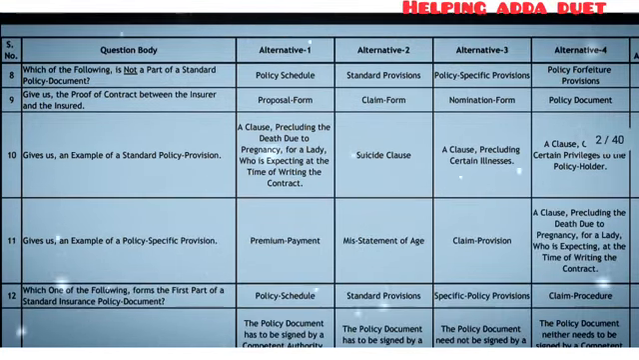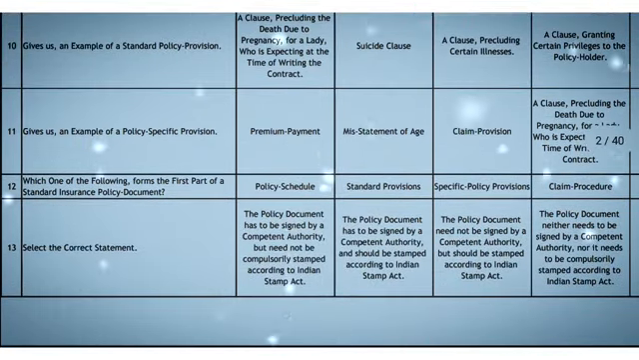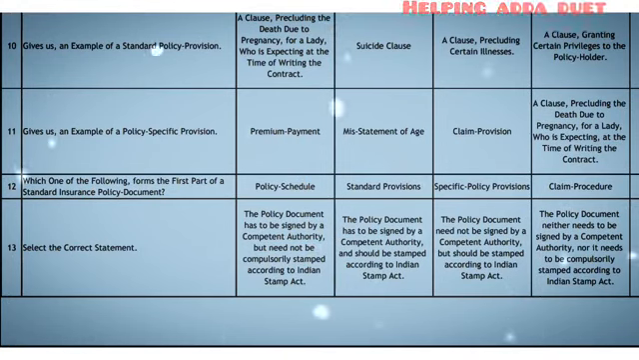Number 10. Give us an example of standard policy provision. Standard policy provision example is suicide clause, alternative 2. Number 11. Give us an example of policy specific provision. Specific provision is a clause precluding the death due to pregnancy for a lady who is expecting at the time of writing the contract. So the answer is number 4.